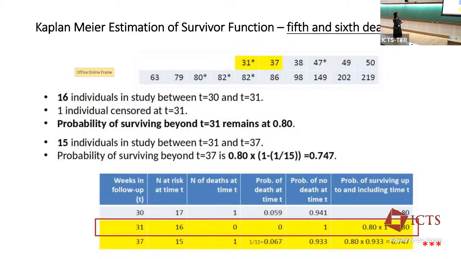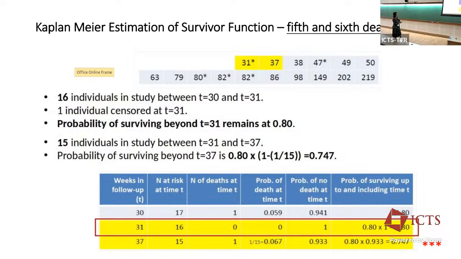So at week 31, we have 16 participants, individuals left in the study between 30 and 31, so between that 1 week. And one individual censored at week 31. Remember, there was a star, so left the study. So probability, now we don't know whether the person died or the person just left the study. Okay, so for us, it's a censoring. We're going to count it as one participant left from there. So probability of surviving beyond week 31 remains as 0.8 because we don't know what happened.